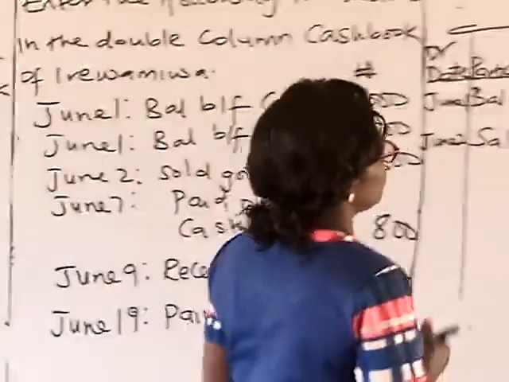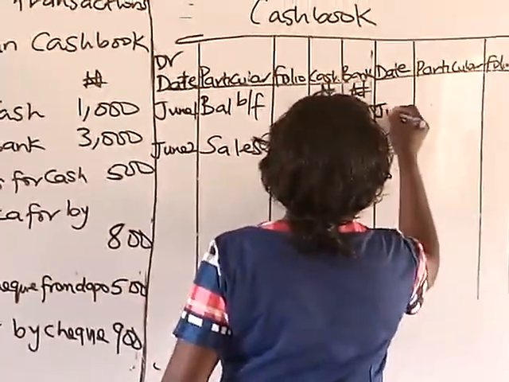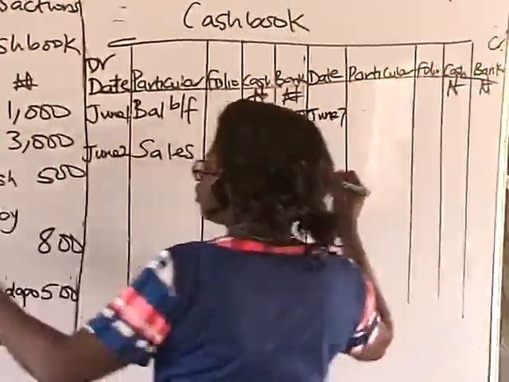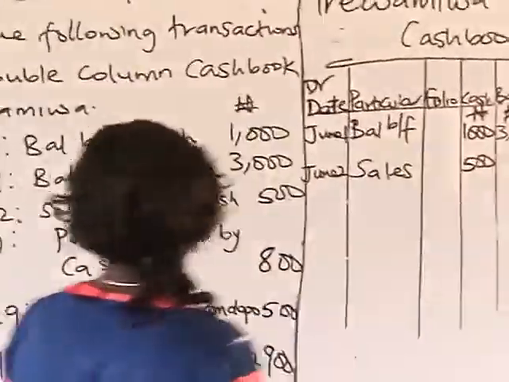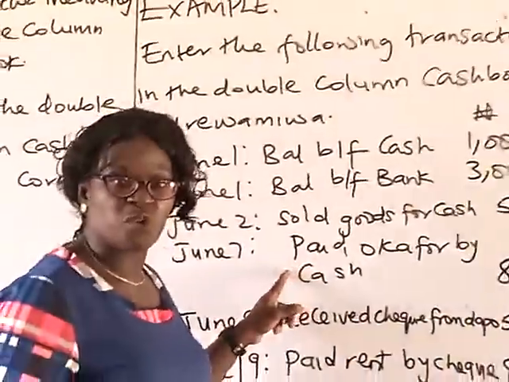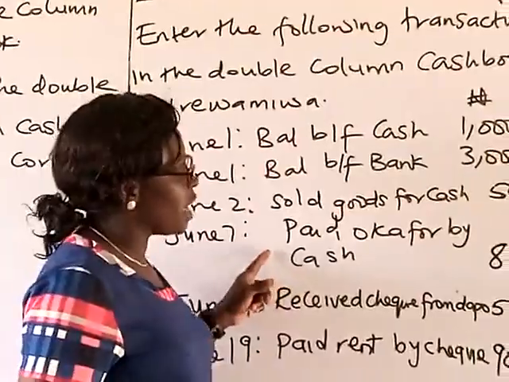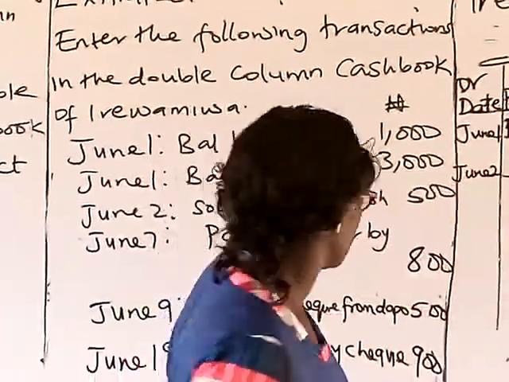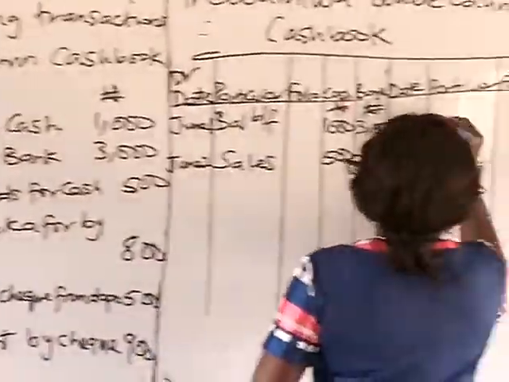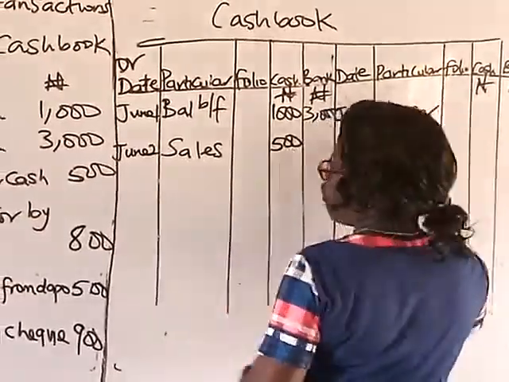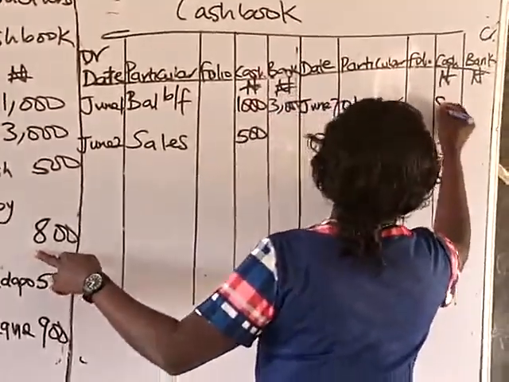So June 7. I'm going to write June 7 under the dates. Then, because they mentioned the person they paid, which is Okafor, Okafor is the name that we are going to put under the particulars, with 800 naira under cash.